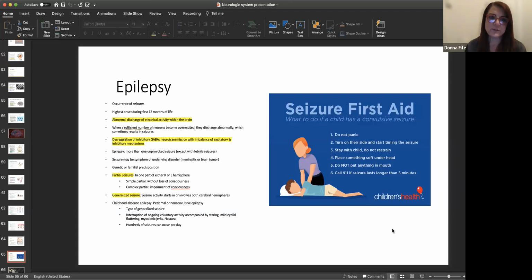Now, partial seizures, it's in one part of either the right or the left hemisphere. Simple partial is without loss of consciousness, and complex partial is when there's impairment of consciousness. Generalized seizure, there's seizure activity that starts in or involves both cerebral hemispheres. Childhood absence epilepsy, there can be petit mal or non-convulsive epilepsy. It's a type of generalized seizure, interruption of ongoing voluntary activity accompanied by staring, mild eyelid fluttering, myoclonic jerks, and no aura. And hundreds of seizures can occur per day.